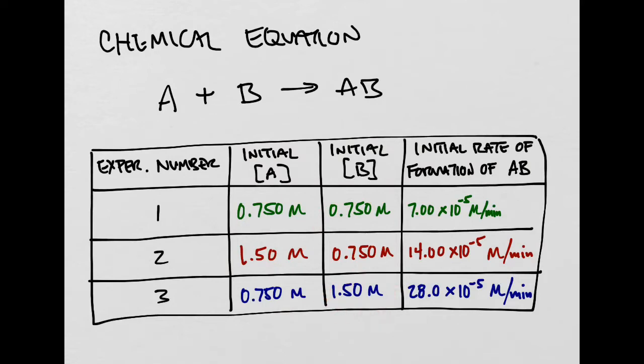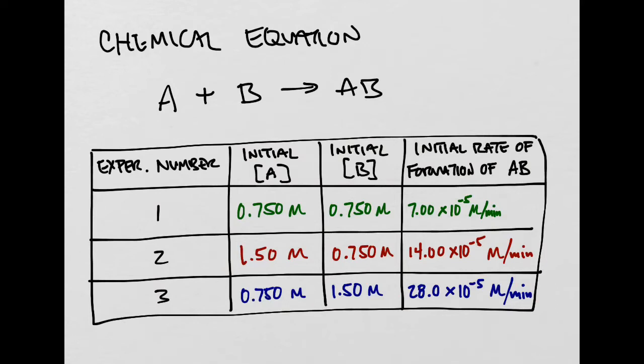So what you want to do is always compare each of these successive experiments to the first experiment. You don't want to compare 2 to 3. You want to compare 1 to 2 and 1 to 3 when we're judging these rates of formation. And in this case, you can see that rather than just being the 7.00 times 10 to the minus fifth rate, I have 28.0 times 10 to the minus fifth. So a much higher rate you can see in this situation.